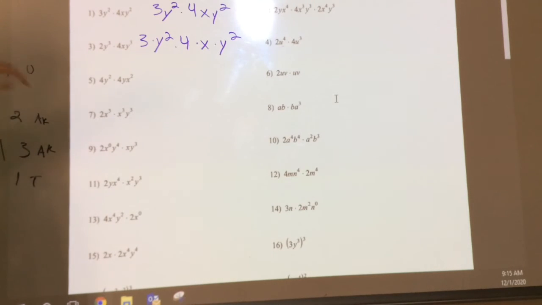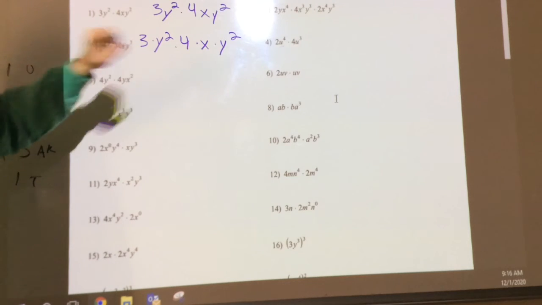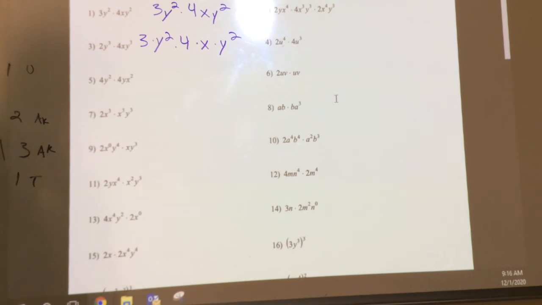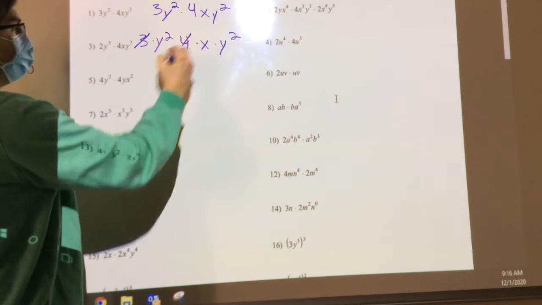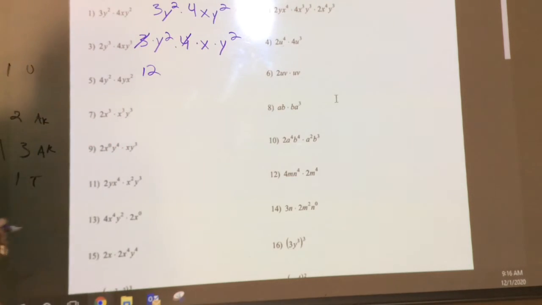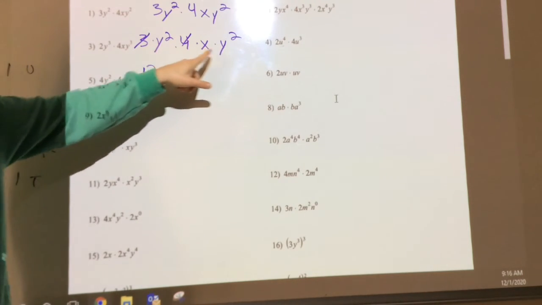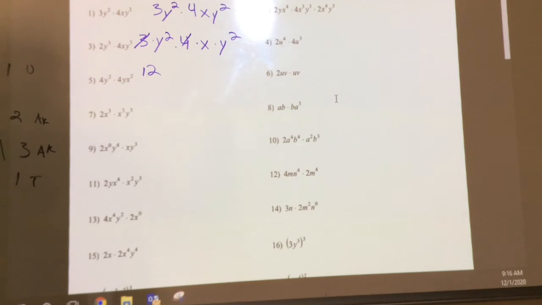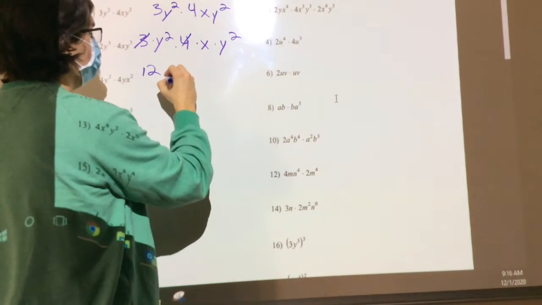All right, now, what can I multiply 3 by? 4. Okay, so here's what I'm going to do. I'm going to cross out the 3 and the 4, which gives me 12. Now I've got y squared and y squared. Same bases, different exponents. What do we do with their exponents? Add them together. So we have y to the 4th.